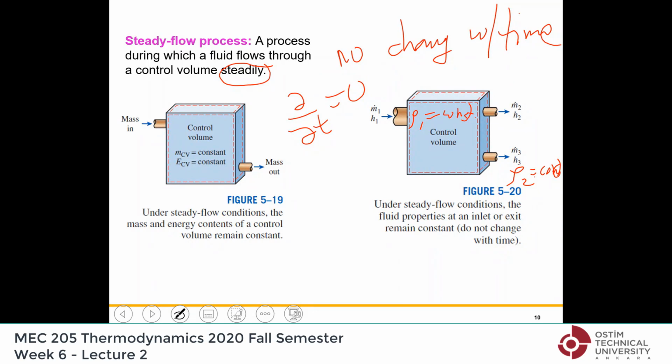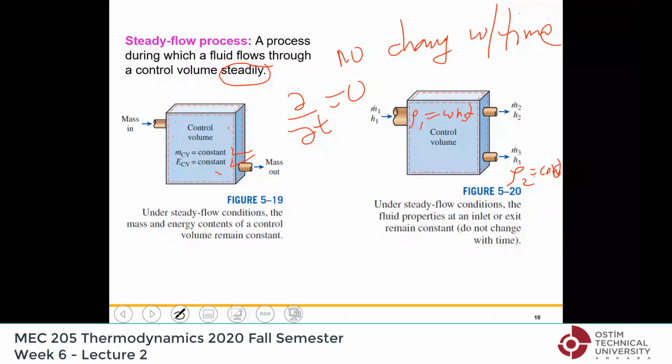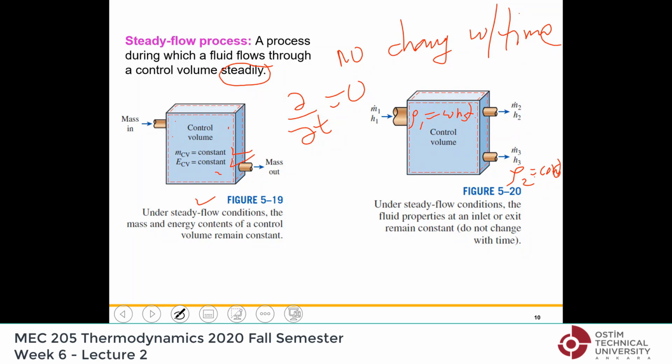What is the result? If we have a steady flow process, then the mass of the control volume remains constant. The amount of mass and the amount of energy inside doesn't change with time. Why? Because even if the density is different, it is constant here, constant there, constant wherever, okay? And the volume doesn't change, no change with time. So if you multiply these densities with those small volumes and add them up, they will always remain constant. Okay, same with energy.